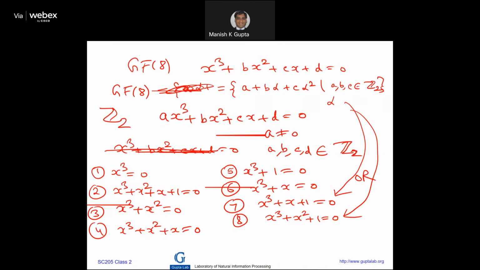9 means 3 square. The ground field should be Z3, integer modulo 3. And equation should be of degree 2. So you have to write down the equation ax square plus bx plus c is equal to 0, where a is not equal to 0 and a, b, c belongs to Z3, integer modulo 3. How many equations will be? 3 into 3 into 2. So, Tej bolo. 18. Yeah, 18 equations will be there. Out of those 18s, which is going to work, you need to find it out, right?